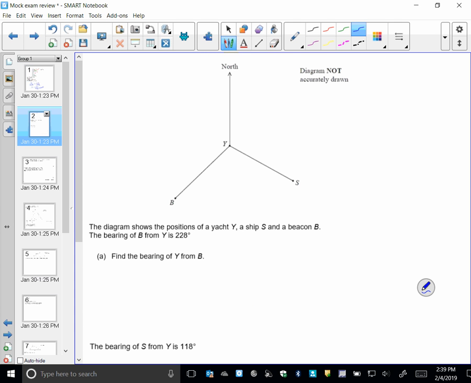The diagram shows positions of yacht Y and ship S and a beacon. The bearing of B from Y is 228. Find the bearing of Y from B. Now, what did I say about the from? Where we see from Y, what do we draw? North. We draw our north line. So they've already done that for us. They said the bearing of B from Y is 228. So what that means is that this there is 228. So the blue part is 228.